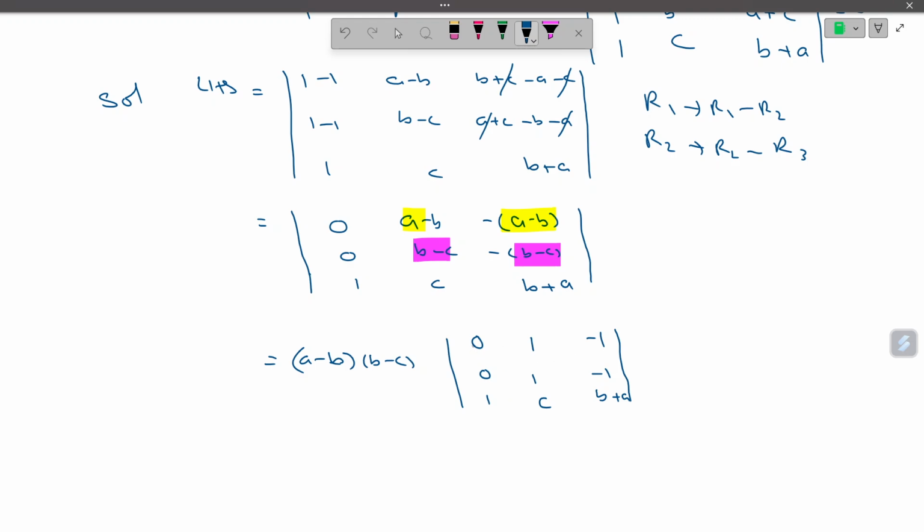What the rule says, two rows or two columns are identical, then the value of the determinant is 0. Identical means same. If two rows or two columns are identical, then the value of the determinant is 0. Therefore, answer is 0, which is our right answer. That's it. Very simple. Always one problem is there on the determinant.